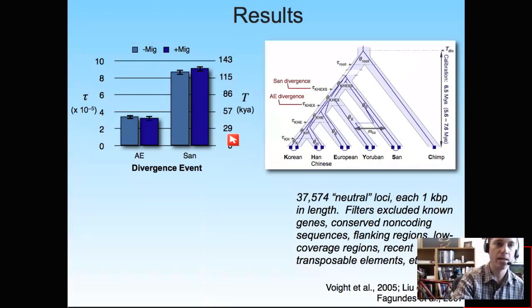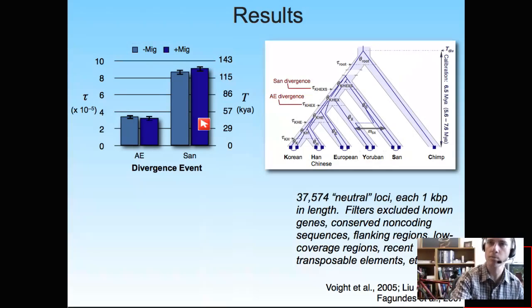You see that we estimate the African-Eurasian divergence time to be about 50,000 years. This actually agrees very well with recent estimates based on a variety of different sources of evidence, including genome-wide genotyping data, resequencing data from multiple loci across the genome, and also with mitochondrial and Y chromosomal data.